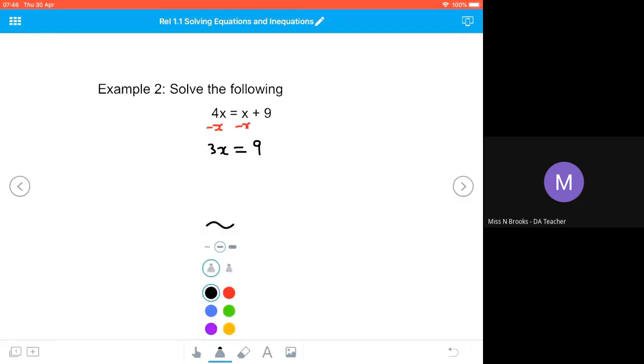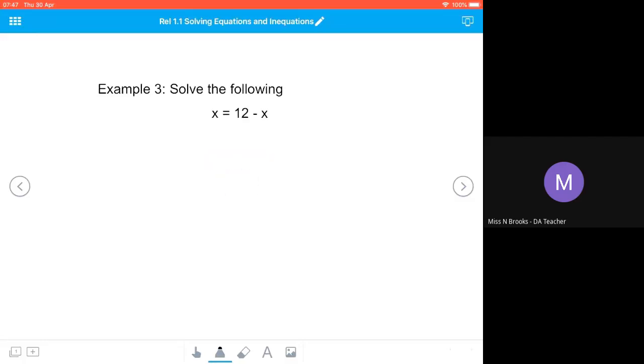Now that the variables are all on the left-hand side, we want to isolate that x. 3 multiplied by x is what we've got, so we need to do the inverse process. So we need to divide both sides by 3 to isolate the x. And so our solution for this equation is x equals 9 divided by 3, which is 3. Then we can check that this makes sense: 4 times 3 is 12, and 9 plus 3 is 12, so both sides of our equation are equal, which means our solution is true.